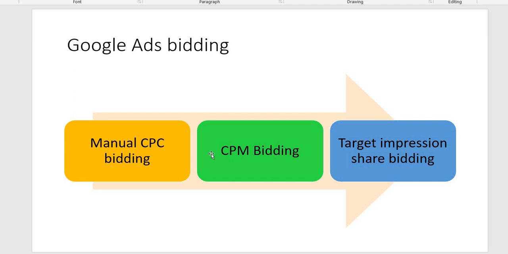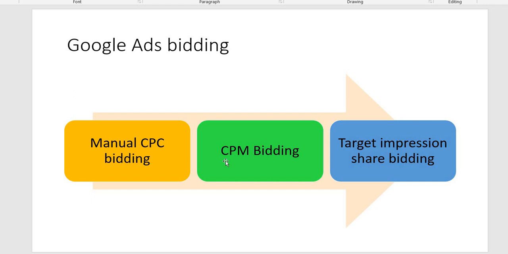Then there is, in general, CPM bidding, or what we call cost per thousand impressions, or we can have just a simple bidding option based on impressions. It is reserved in general for the display network, and especially YouTube ads prefer this. And maybe sometimes for a general campaign also one can go for it.